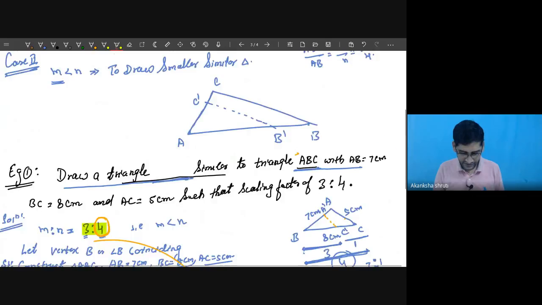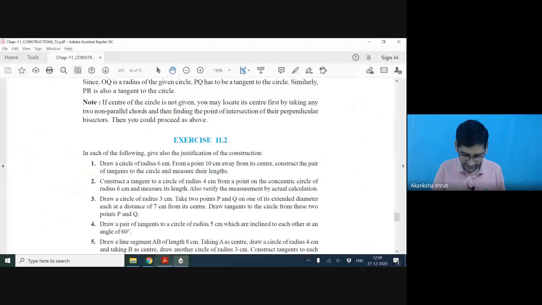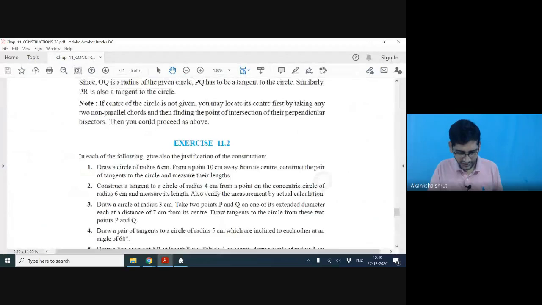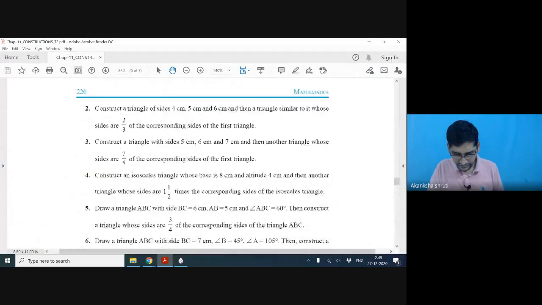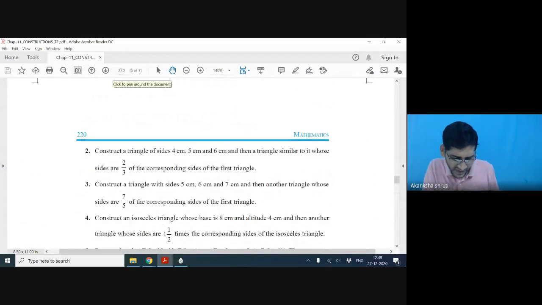Or rather, we can take one example from our textbook also, so that you will feel that our questions are also completed. Construct a triangle 4 cm, 5 cm, 6 cm, then a triangle similar to it whose sides are 2/3, the same as we have done. Okay. So the name of the triangle is not given here, only the ratio. So on any vertex you can draw the triangle.